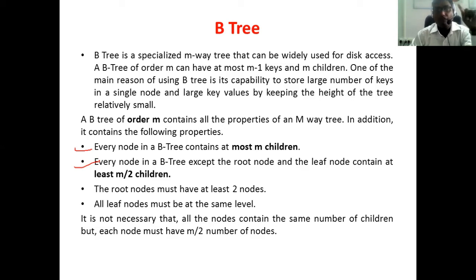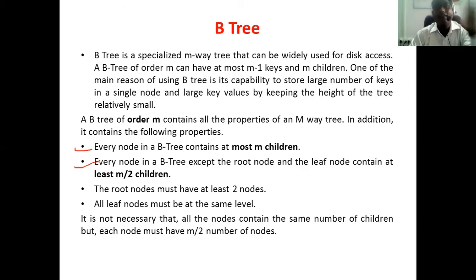So every node in the B tree contains at most M children. The second property is every node in the B tree except the root node and the leaf node contains at least M divided by 2 children. The third one is the root node must have at least 2 nodes, and the fourth one is all leaf nodes are on the same level. So these are the different properties of a B tree. It is not necessary that all the nodes contain the same number of children, but each node must have at least M divided by 2 children.